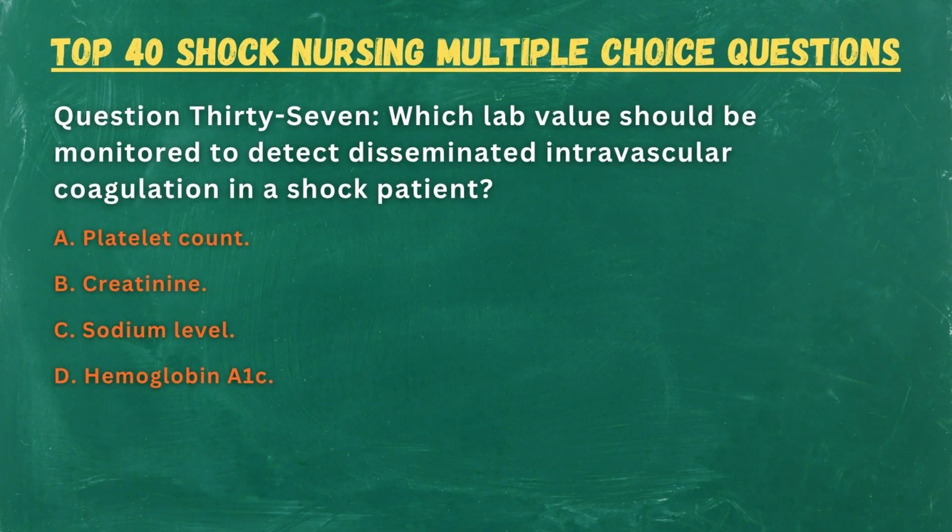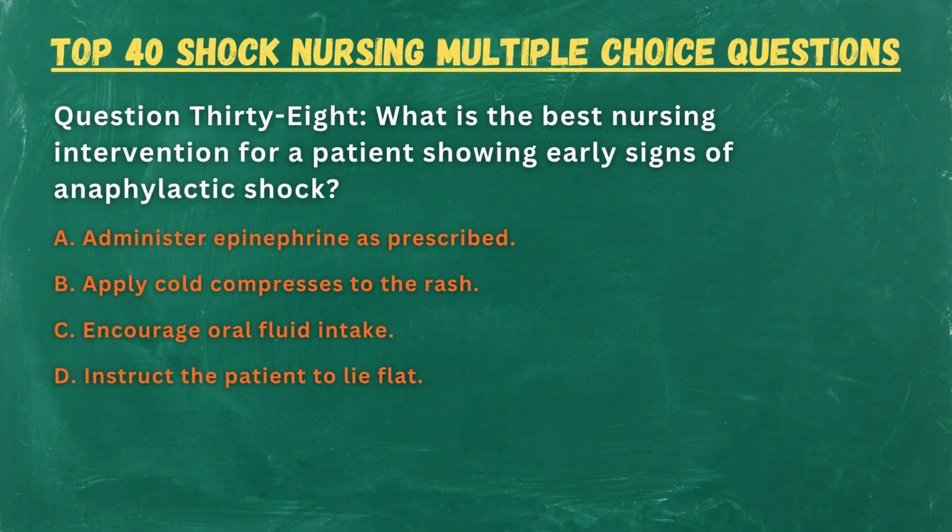Question 37. Which lab value should be monitored to detect disseminated intravascular coagulation in a shock patient? A. Platelet count. B. Creatinine. C. Sodium level. D. Hemoglobin A1C. Answer: A. Platelet count.